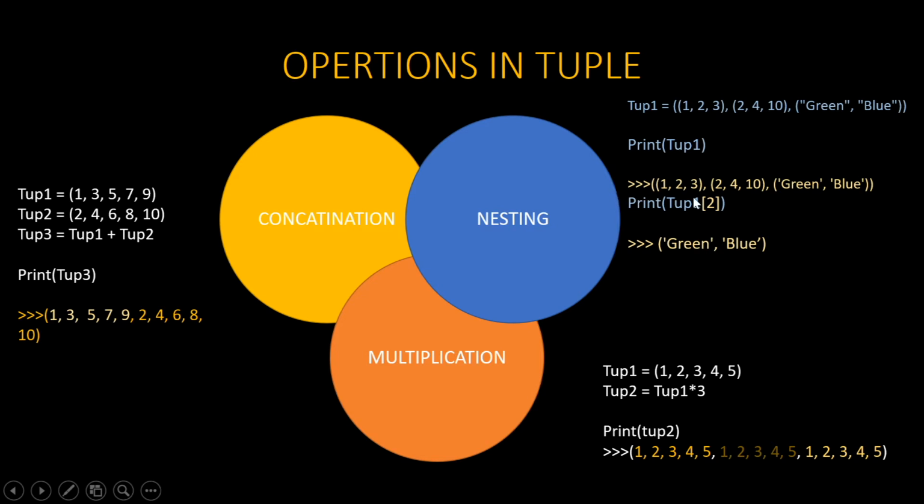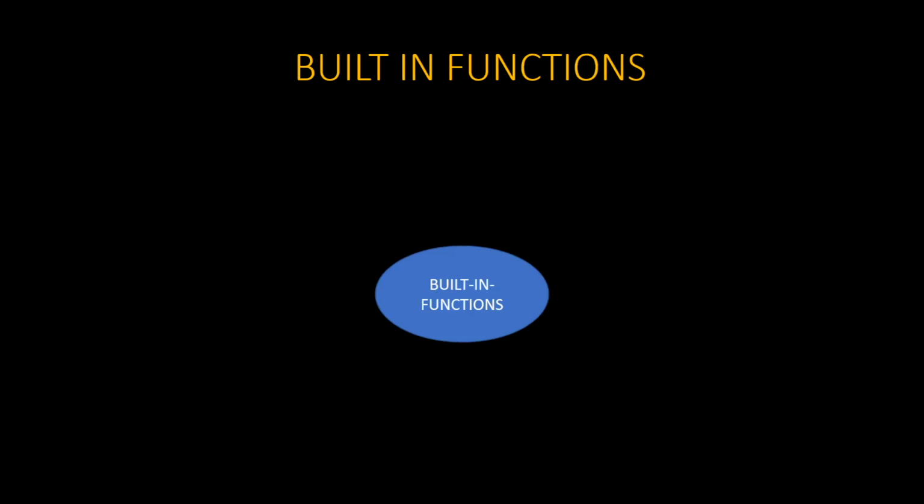Let's say I want to access only green and blue. I don't want 1, 2, 3 and 2, 4, 10 to be accessed. How do we do that? For that we will print tube 1 of 2. In this case 2 is an index, and when we print this syntax, it will give green and blue. Let's go further and talk about built-in functions that we can perform with tuples.